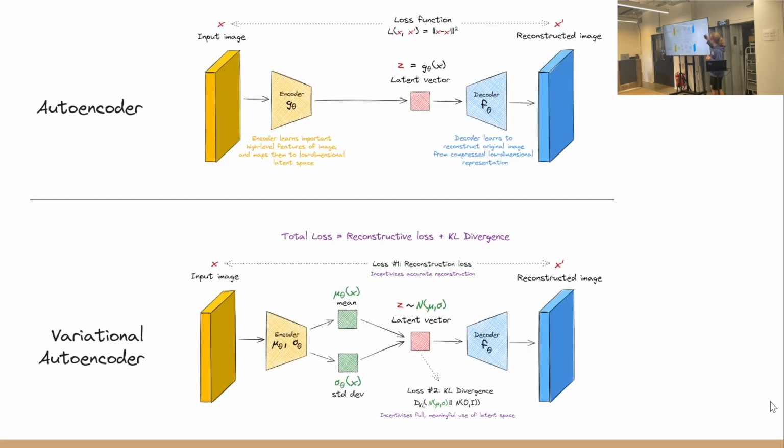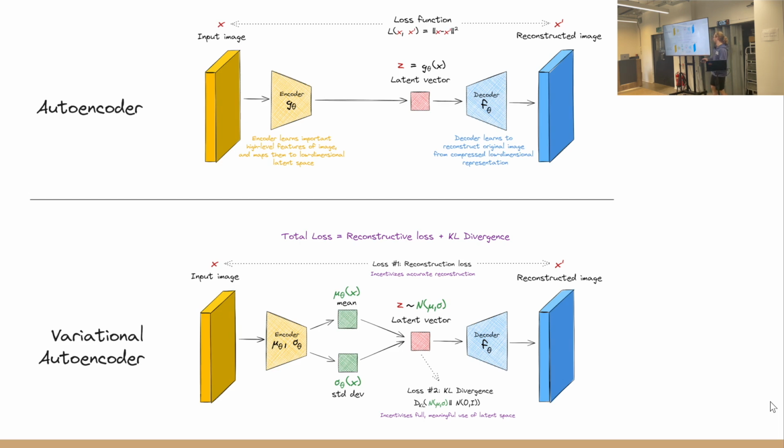Architecture-wise, the autoencoder is above, the variational autoencoder is below. So the encoder learns mean and standard deviation. We then sample a latent vector from that, and then we decode to get the full image. There's also an additional loss term that penalizes the mean and the standard deviation to not drift too far from a standard zero mean unit variance Gaussian.